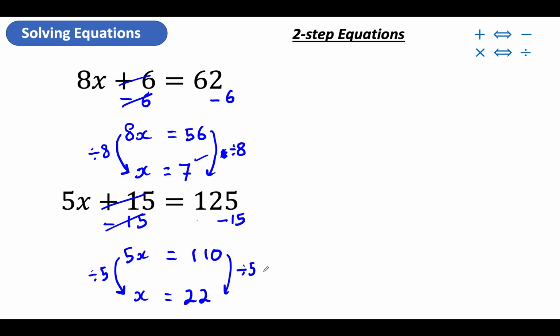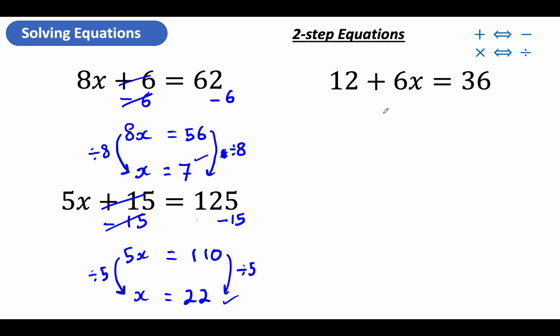And if you get a tricky one, I don't mind using a calculator if necessary. But if you can do it in your head, or maybe use bus stop method. So x equals 22. That is correct. Yay! Because 5 lots of 22 plus 15 is 125.